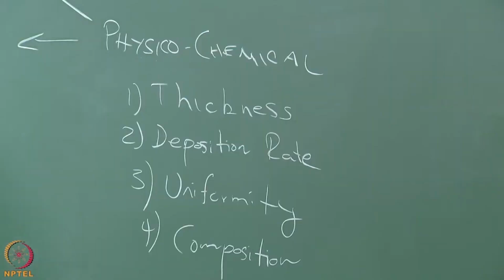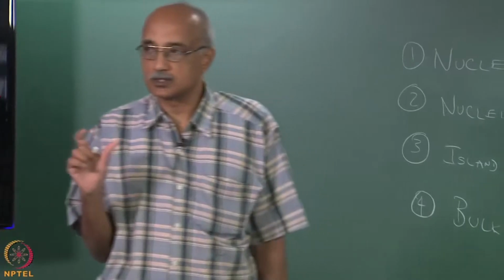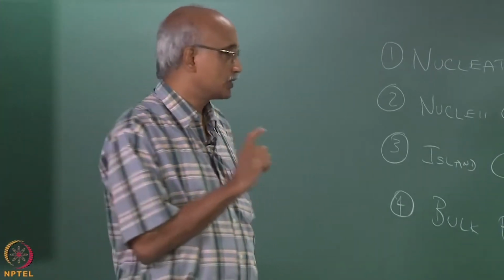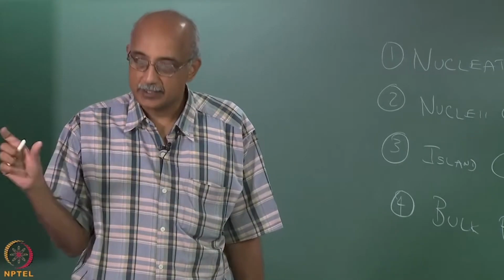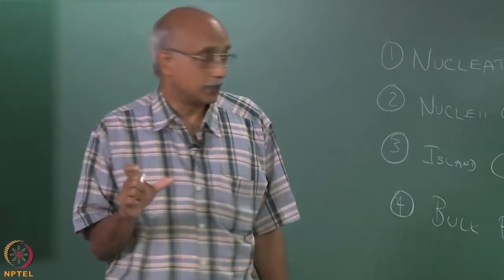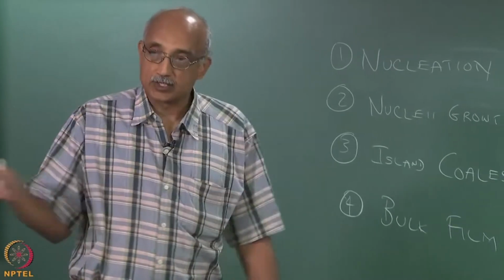These are what I would call first order effects. When you are designing a CVD process, these are the parameters that you focus on right away and try to set some specifications. What is the thickness range that you want to have? What is the rate at which you want the film to be forming? What is your specification on the uniformity?